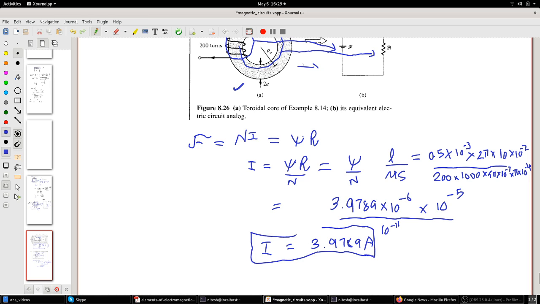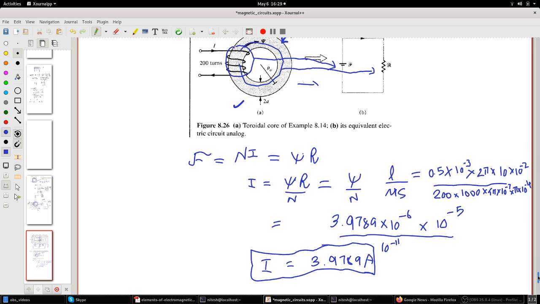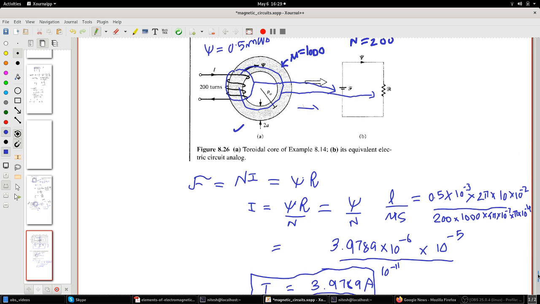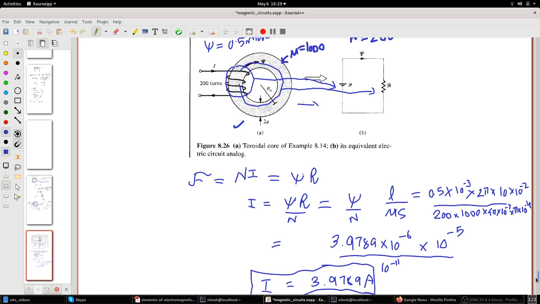So the whole point was that you could convert this particular device into a magnetic circuit and then solve it like an electrical problem, using Ohm's law. That's the whole idea.